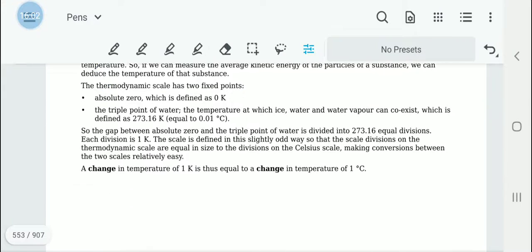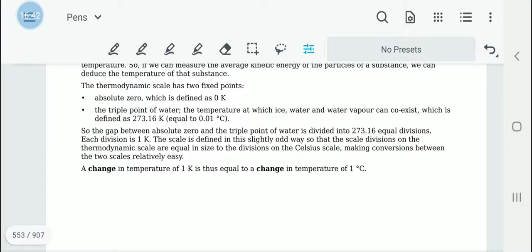So the gap between absolute zero and the triple point of water is divided into 273.16 equal divisions. Each division is 1 Kelvin. The scale is defined in this slightly odd way so that the scale divisions on the thermodynamic scale are equal in size to the divisions of the Celsius scale, making conversions between the two scales relatively easy. The reason it is done is to make comparisons between Celsius and Kelvin easy, because now you know that a 1 degree Celsius change means a 1 Kelvin change, right?